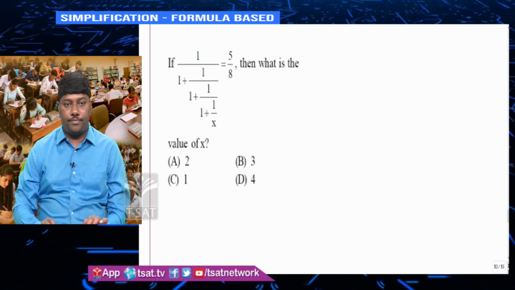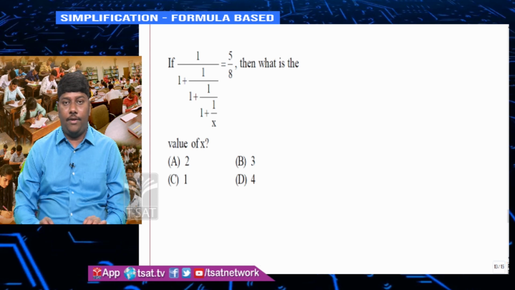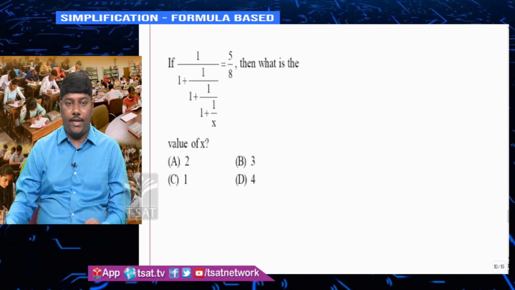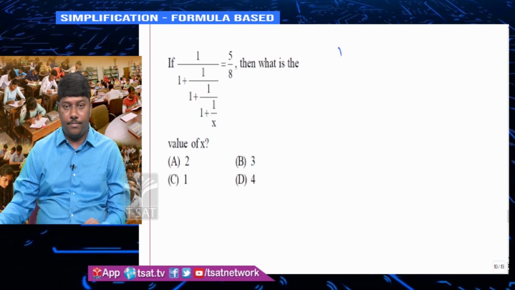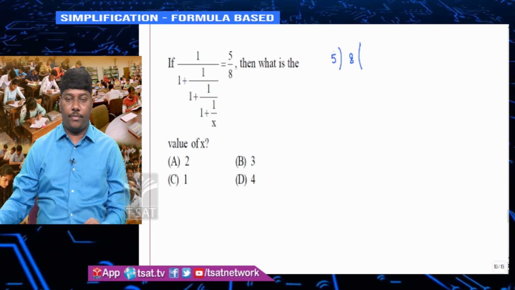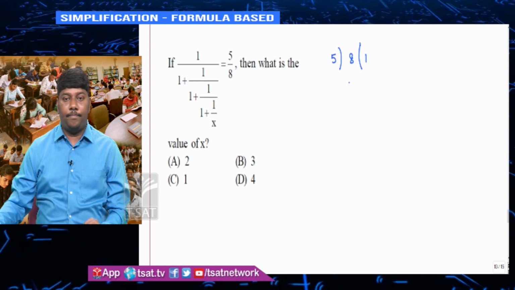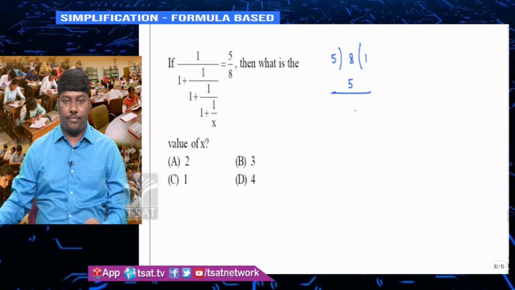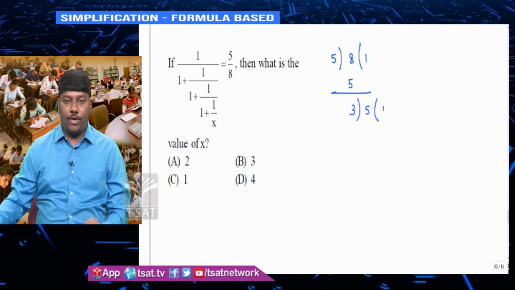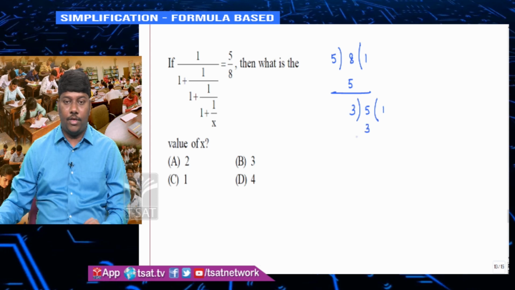Similarly, look at this sum: 1 plus 1 by 1 plus 1 by 1 plus x, finally equal to 5 by 8. First you simplify 5 by 8. Take the denominator and divide it by 5. 5 ones are 5. Then again ones are. Remainder is 2.